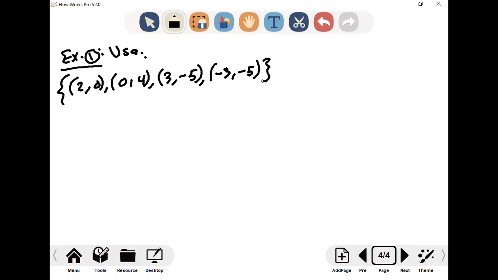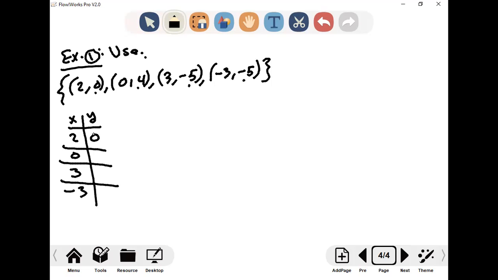Easy. First thing, as a table. Here is x, and in the x you put 2, 0, 3, -3, the x's. The y you put the y's, right? In order 0, 4, -5 and -5 also. This is the table way.